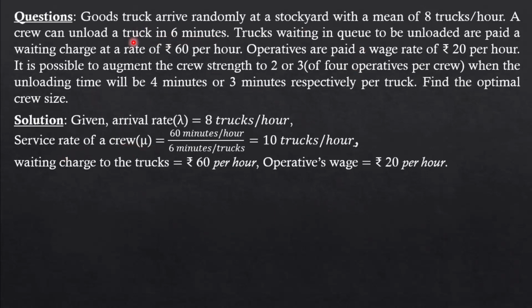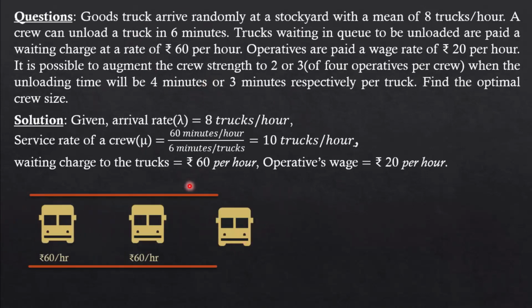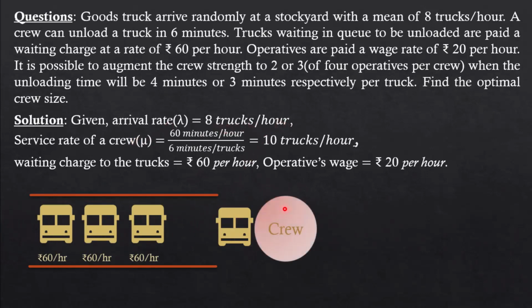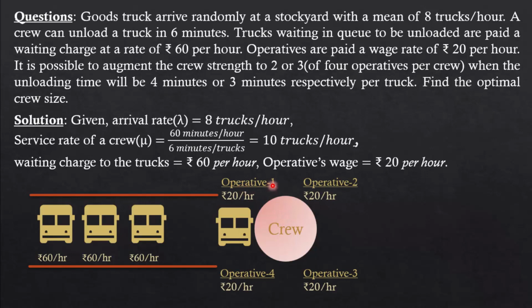Now let us understand this problem as a whole. Trucks arrive at a certain rate, lambda equal to 8 trucks per hour, and there is a crew to unload the trucks. While a truck is being unloaded, the other trucks wait in the queue, and a waiting charge of rupees 60 per hour is paid. The crew consists of 4 operatives per crew, and the operatives are paid a wage of rupees 20 per hour.